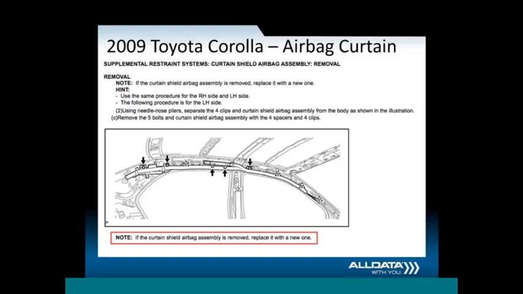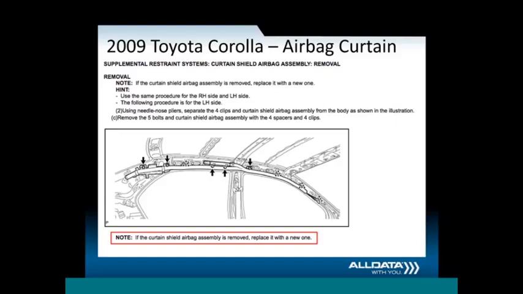So recently I was working on a 2009 Toyota Corolla, and we had to remove the airbag because it was going to be within 12 inches of where we welded a quarter panel on. After we removed the airbag, we also had to remove the headliner, the center pillar trims, and the sun visors, etc. But when I researched this through AllData, if you look at the bottom of the screenshot here, it says, note, if the curtain shield airbag assembly is removed, replace it with a new one. Therefore, I must replace it.